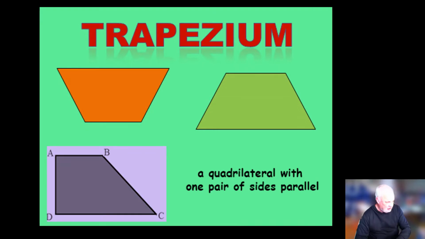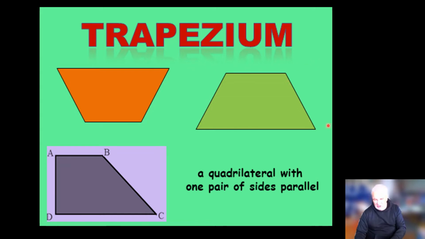A trapezium. What is a trapezium? Well, it's a quadrilateral with one pair of parallel sides, minimum. So we can look at a square, and that's a parallelogram. That's a trapezium. A parallelogram is a trapezium with two sets of parallel sides.